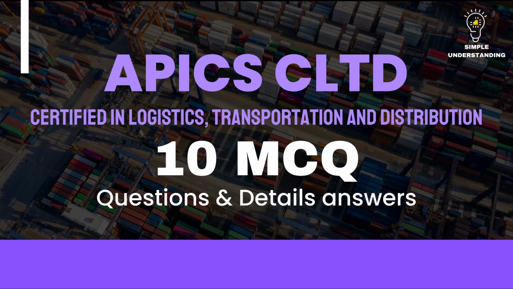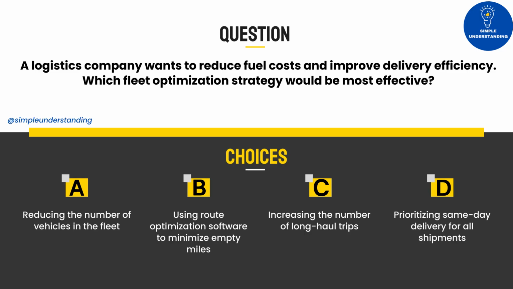Let's take a small practice test for Section B. 1. A logistics company wants to reduce fuel costs and improve delivery efficiency. Which fleet optimization strategy would be most effective? A. Reducing the number of vehicles in the fleet. B. Using route optimization software to minimize empty miles. C. Increasing the number of long-haul trips. D. Prioritizing same-day delivery for all shipments.